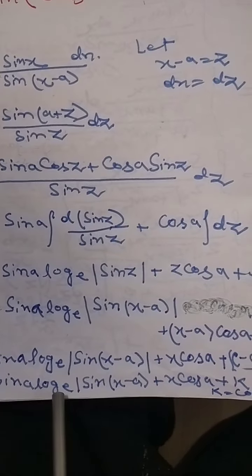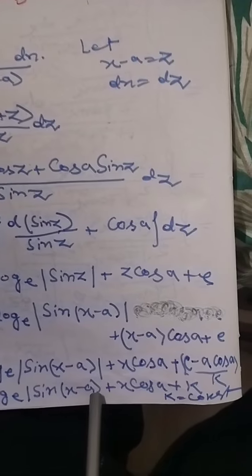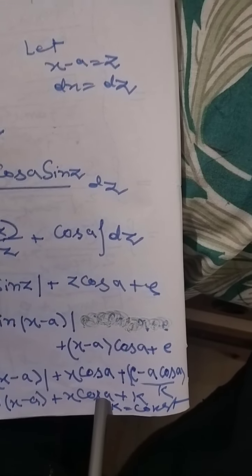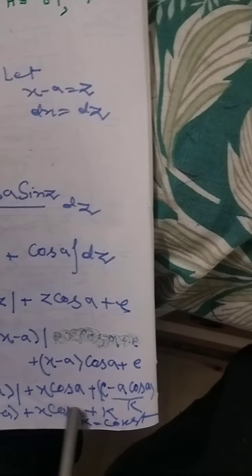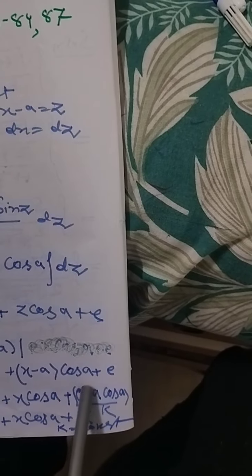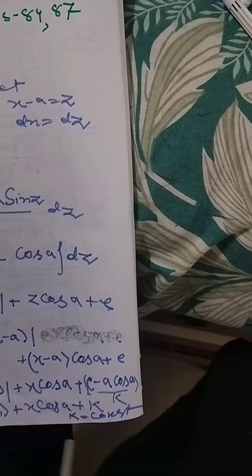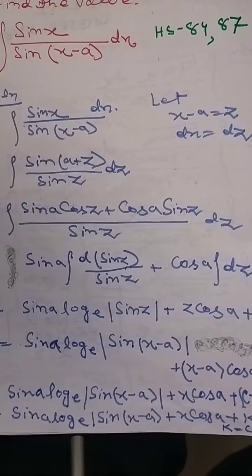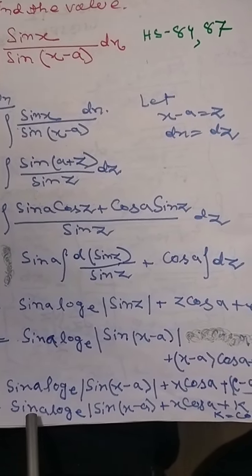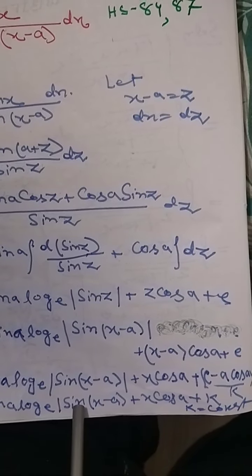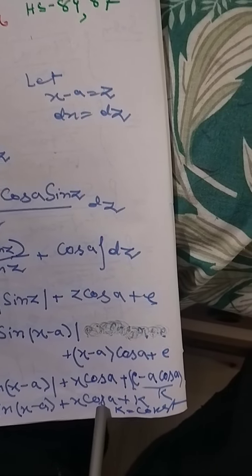Ultimately sin a log e mod sin(x minus a) plus x cos a, and this portion we can write k. So k is a constant. Now the solution is sin a log e mod sin(x minus a) plus x cos a plus k.